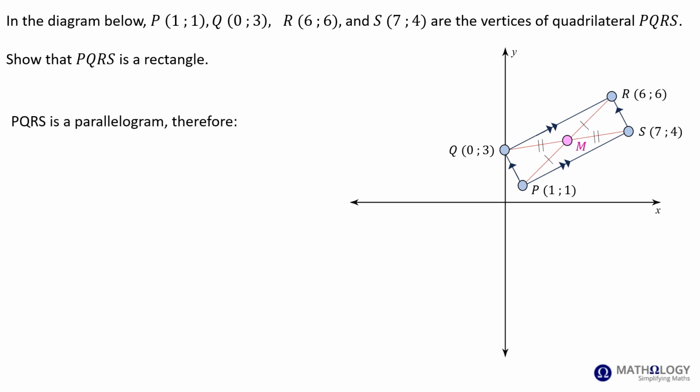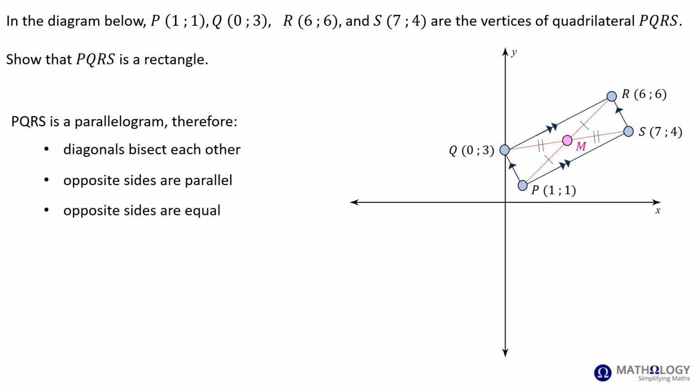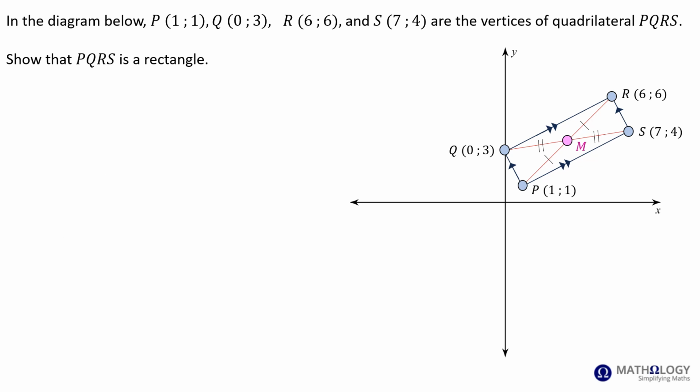Because PQRS is a parallelogram, all other properties of a parallelogram now hold true. In other words, the opposite sides are parallel and equal, and the opposite angles are equal. All we need to do now is to show that one interior angle equals 90 degrees, which will then mean that all four interior angles will be 90 degrees, and therefore PQRS will be a rectangle.